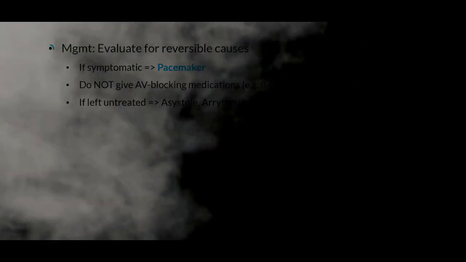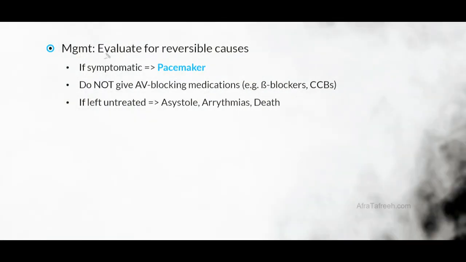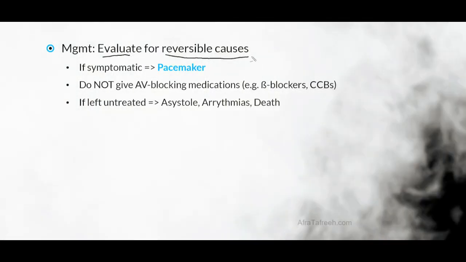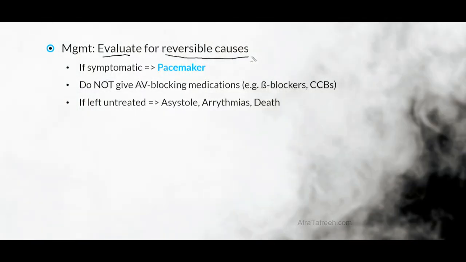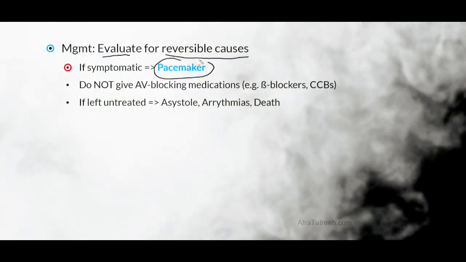Our first step in the management of our patients with third-degree heart block is going to be to evaluate for reversible causes. As we mentioned, myocardial ischemia, as well as medications which slow conduction through the AV node, can contribute to this condition. Ultimately, if our patient is symptomatic and has third-degree heart block, they are absolutely going to need a pacemaker as definitive management.